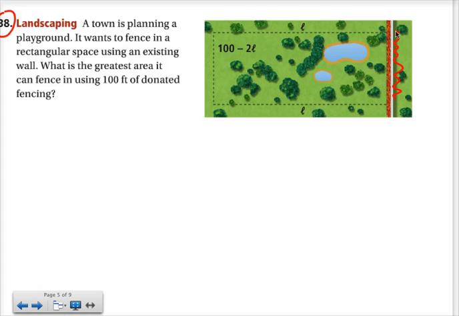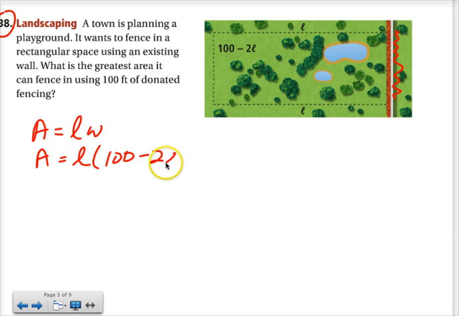This time, we don't have to waste any fencing on that wall. That wall is already done. So it says, what is the greatest area that it can fence in using 100 feet of donated fencing? Well, the picture really says it all. If we're going to have the largest area, we're going to have to figure out the area of the rectangle, which is length times width. So that's going to be L times 100 minus 2L.